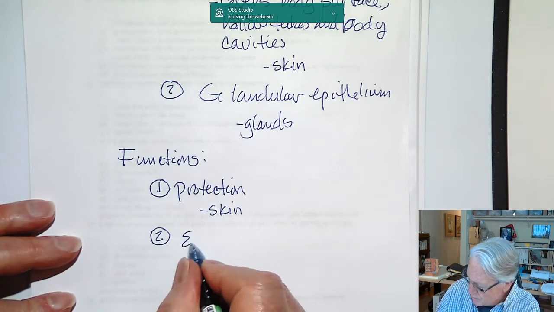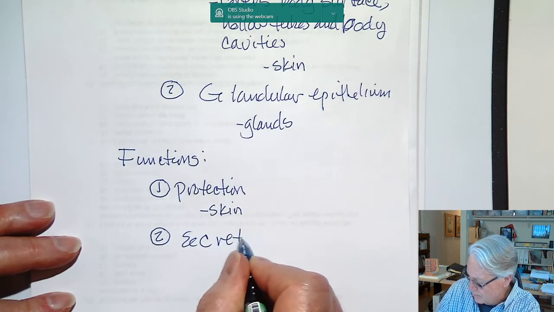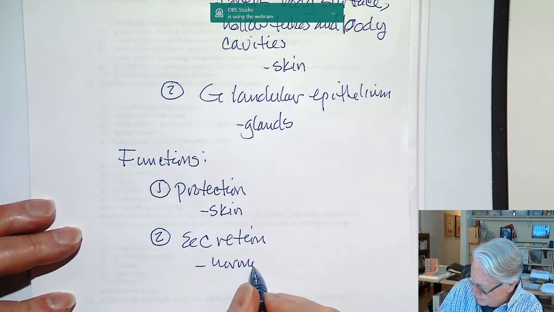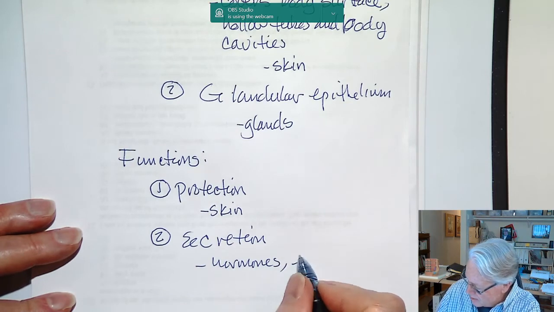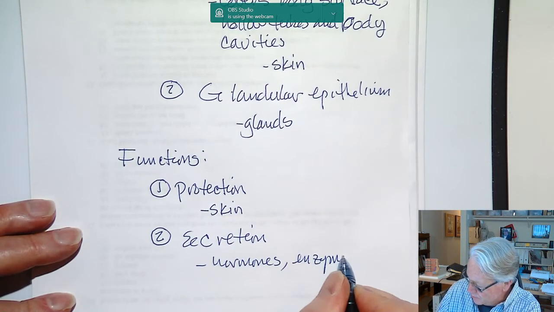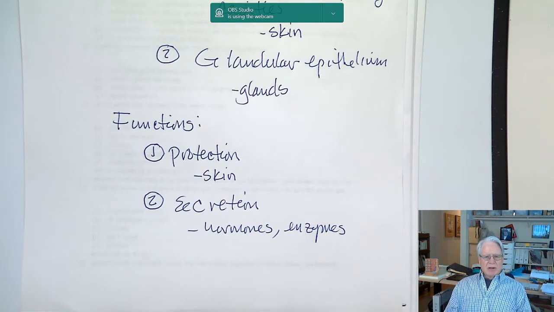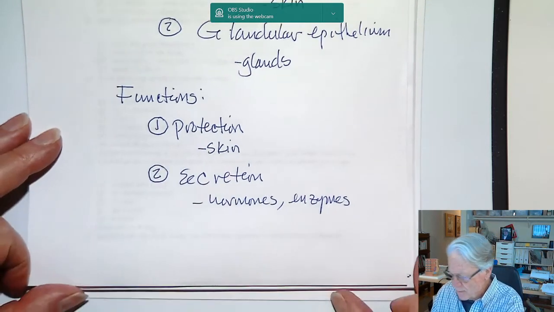So secretion is another function. Secretion, such as hormones or enzymes. A number of different things are secreted by epithelial tissue. Hormones are clear. Secretion, enzymes are being produced in, for example, the digestive tract and secreted into the small intestine and into the stomach to digest your food. So secretion is a big function for epithelial tissue.